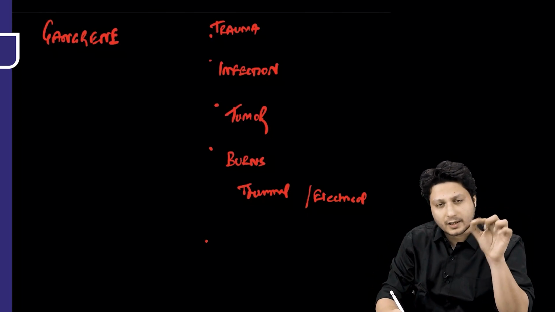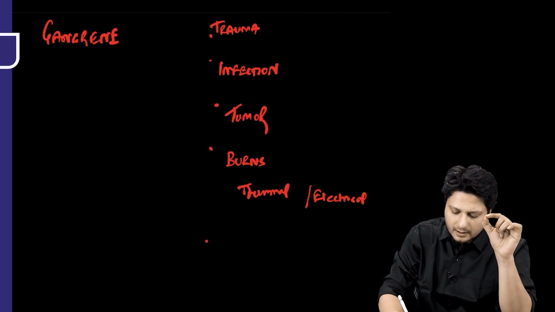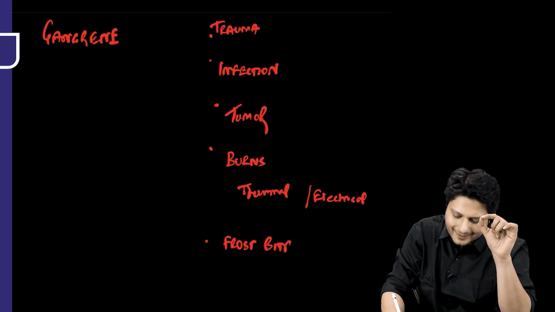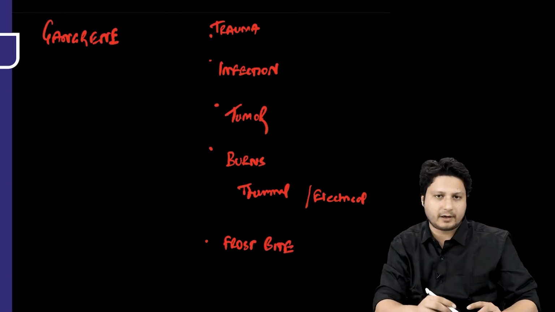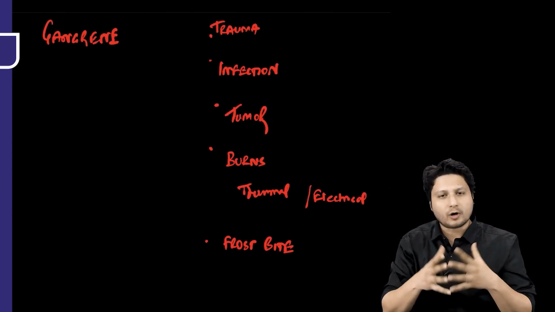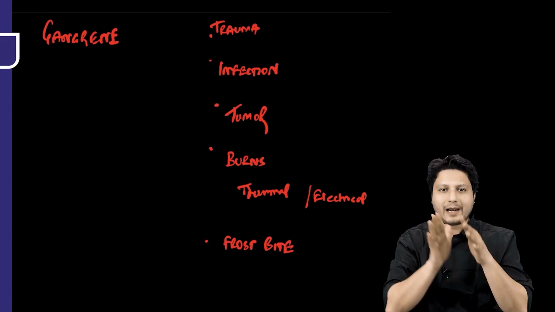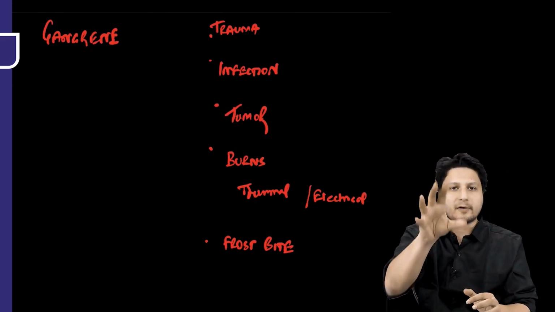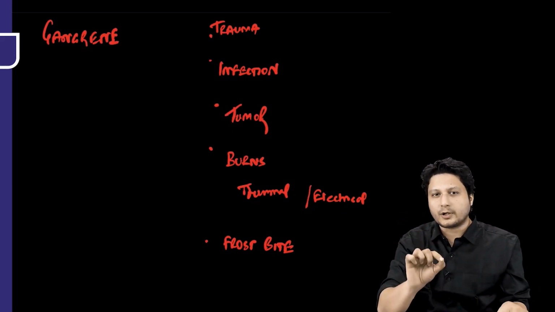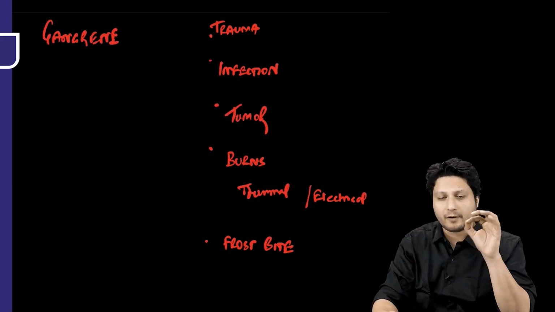But one such relative indication is frostbite. But how is frostbite different from all the other relative indications that we have already talked about? In case of frostbite, despite not having any feature of livelihood left, you do not perform immediate amputation. You wait and watch. All right. So immediate amputation is never ever performed in a frostbite.